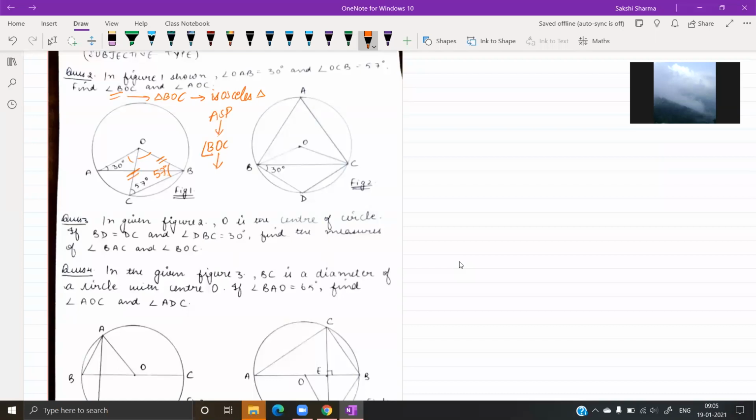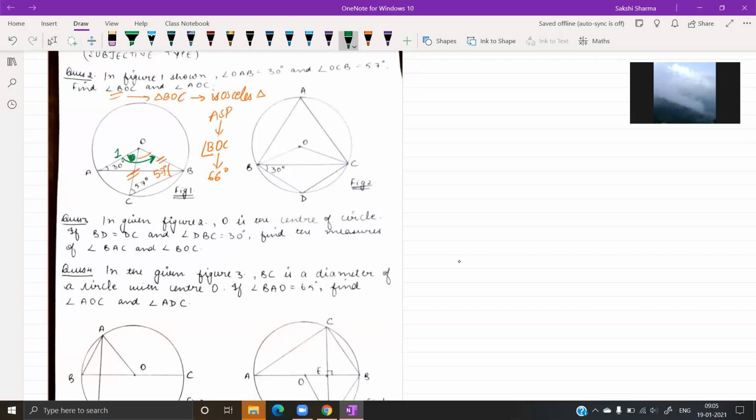Can you tell me what will be the measure of angle BOC? 66 degrees. All right. Let's now find out angle AOC. To find out this angle, I would like to find out angle AOB, this whole angle, from triangle AOB, and then we can subtract the measure of angle BOC from angle AOB.